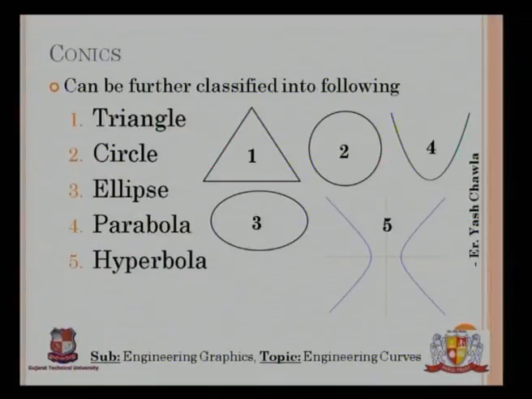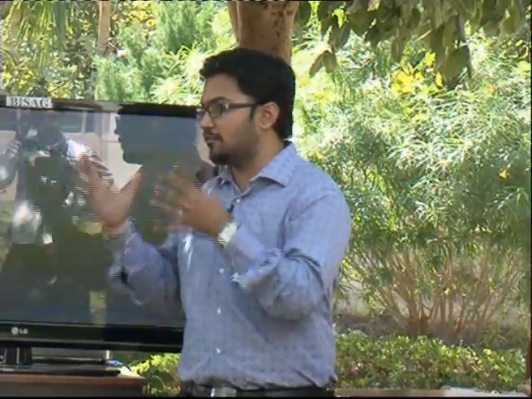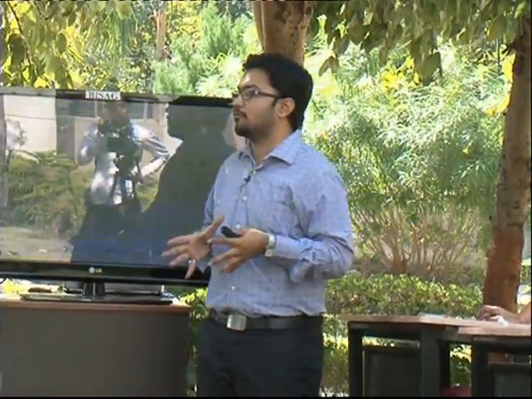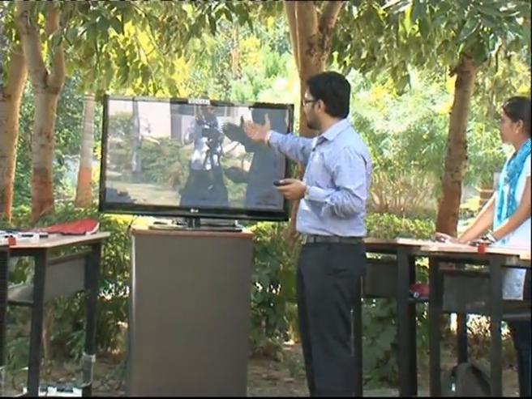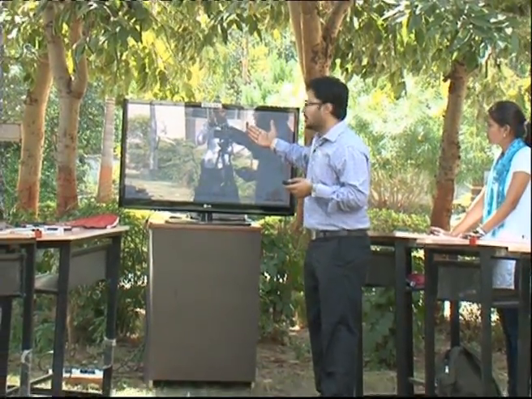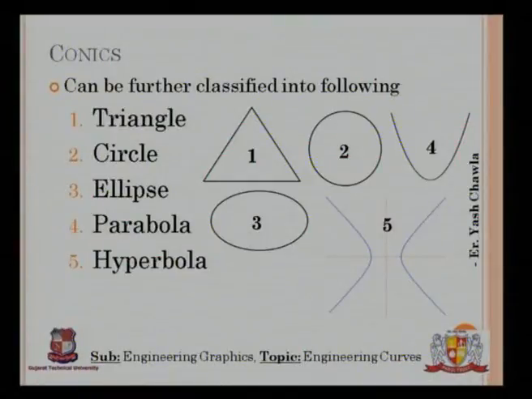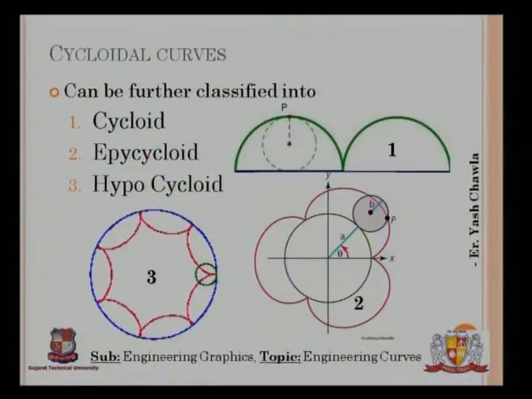Now conics, what is conics? Conics is a curve which we get when we take a cone and cut it by different planes, at different angles or in different ways. Then we get a curve which is known as conics. So any curve which is derived from a cone will be known as conics. In that, the basic curves that we have are triangle, circle, ellipse, parabola and hyperbola.